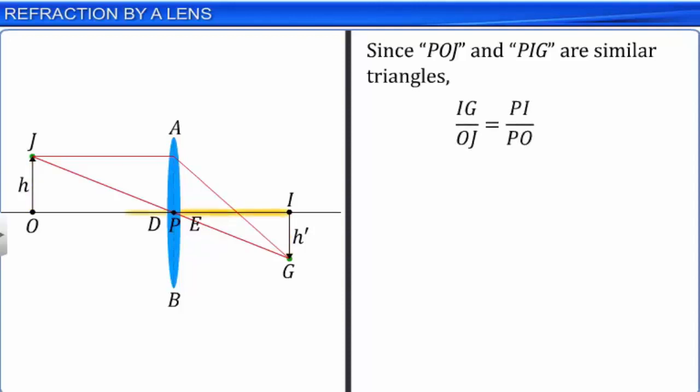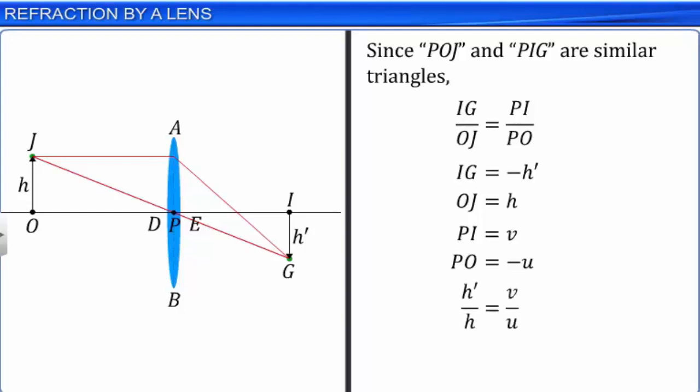But IG is equal to minus h', OJ is equal to h, PI is equal to v, and PO is equal to minus u. On substituting these values in the above equation, we get h' by h is equal to v by u. But linear magnification m is equal to h' by h. Therefore, in case of a thin lens, the linear magnification m is equal to v by u.